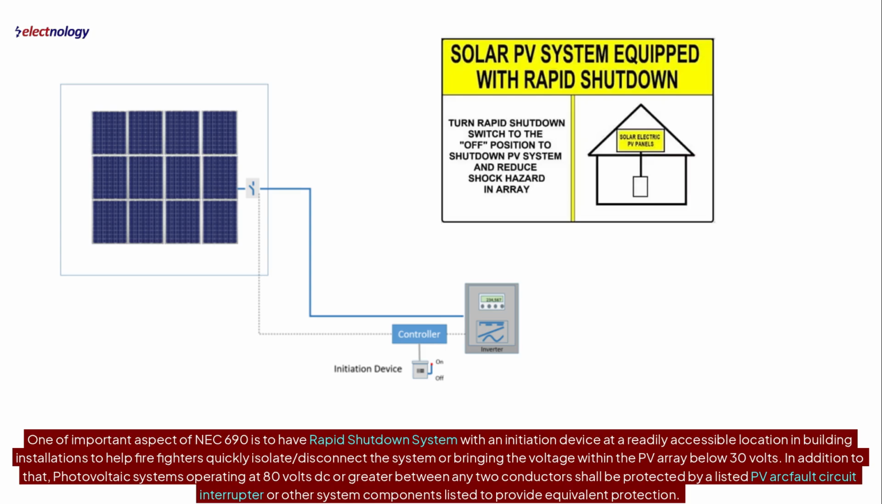One important aspect of NEC 690 is to have a rapid shutdown system with an initiation device at a readily accessible location in building installations to help firefighters quickly isolate, disconnect the system or bring the voltage within the PV array below 30 volts. In addition to that, photovoltaic systems operating at 80 volts DC or greater between any 2 conductors shall be protected by a listed PV arc fault circuit interrupter or other system components listed to provide equivalent protection.